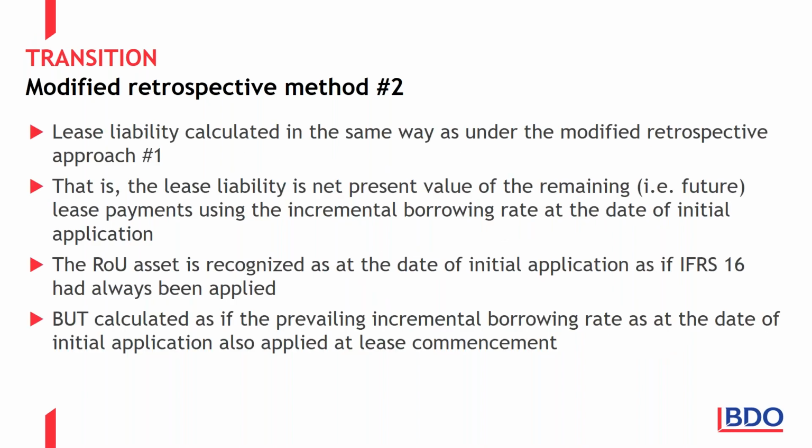So very important, your lease liability is calculated in the same way as under modified retrospective approach 1. So it's forward looking. It's the net present value of the remaining, the future lease payments. And it's the incremental borrowing rate at the date of initial application. So it's all date of initial application. However, your right of use asset is recognized as at the date of initial application, as if IFRS 16 had always been applied. However, remember, you still use the prevailing incremental borrowing rate at the date of initial application.